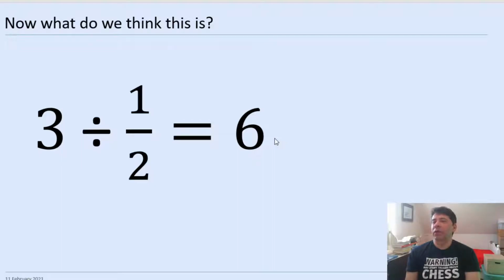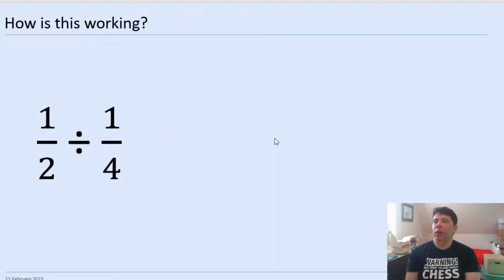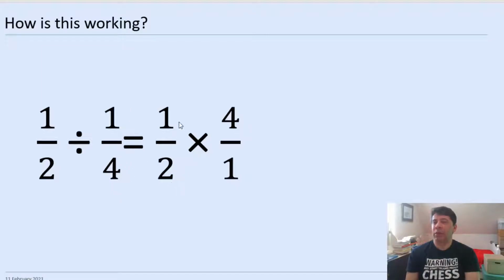So we've done a couple of divisions by drawing pictures or by trying to work it out. But now we're going to think about how this is really working and whether there's a kind of method that we can use. So a half divided by a quarter. Well, what we realise is actually if we turn the second fraction upside down, half times 4 over 1, it gives us the answer. So 1 times 4 is 4, 2 times 1 is 2.